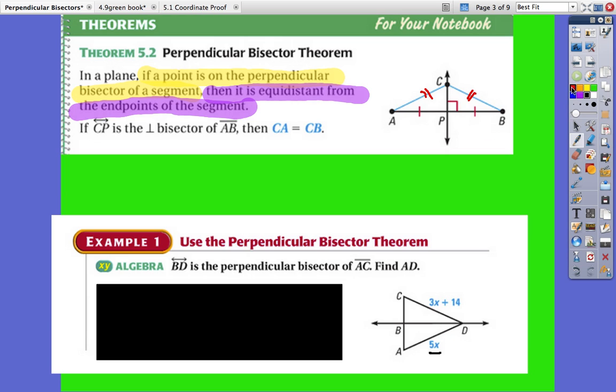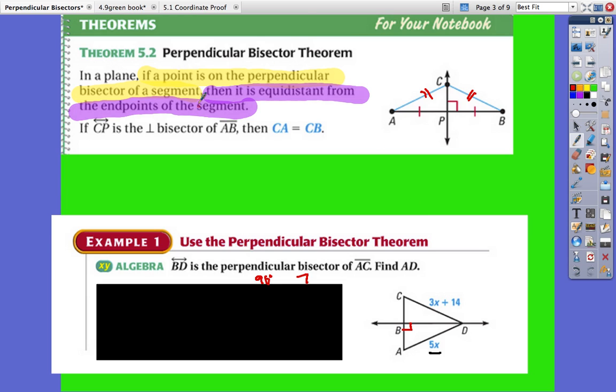Well, as in any geometry problem, you want to use the given information to mark your diagram with the appropriate tick marks and or arcs. In this case, they tell us BD is perpendicular. So remember, perpendicular means 90 degrees. And the 90-degree symbol is a little box. So since BD is the perpendicular bisector, we need to put this little box right here. That means that's 90 degrees.